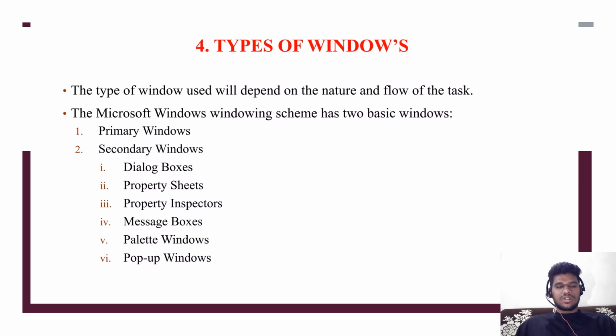primary windows and secondary windows. And under the secondary windows we have dialog boxes, property sheets, property inspectors, message boxes, palette windows, and pop-up windows elements.